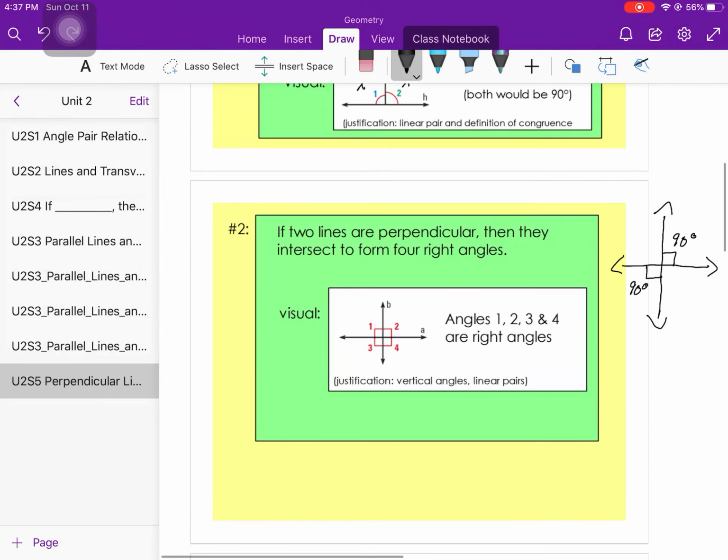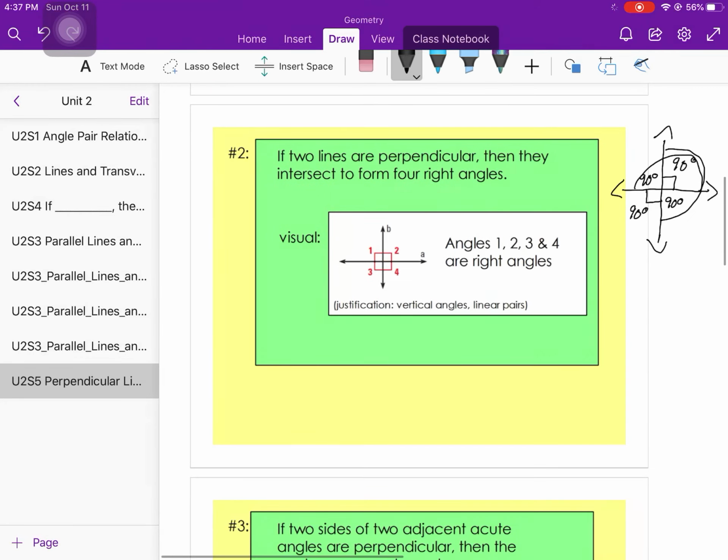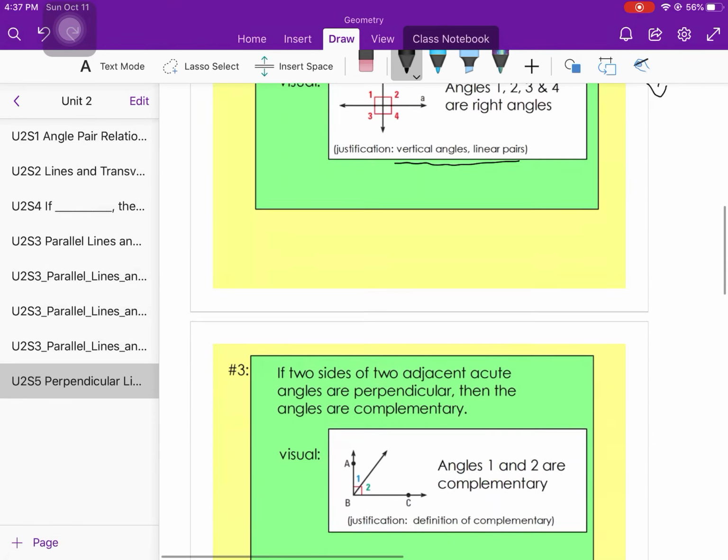And then, based off of the theorem we had up here, since this right here would form a linear pair, and one of these angles is 90, the only other angle that would work for both here and right here is 90 and 90. So it forces all 4 of those angles to be 90 degrees, which is pretty self-explanatory. Justification: vertical angles, linear pairs, just like what I was showing up there.